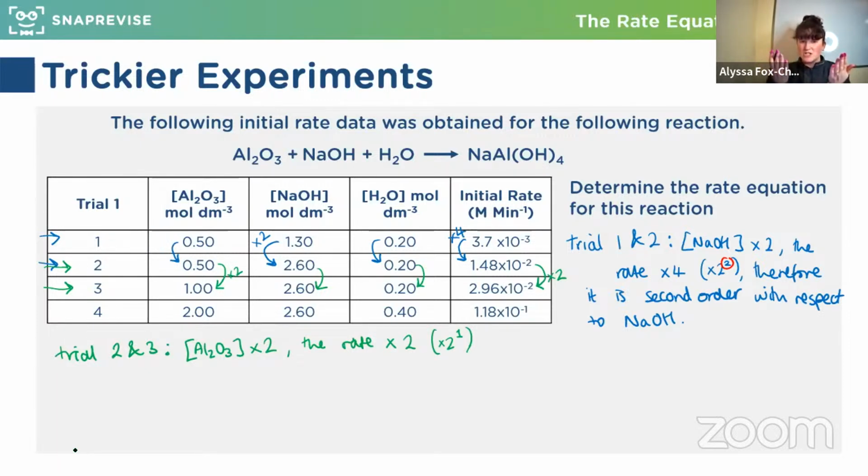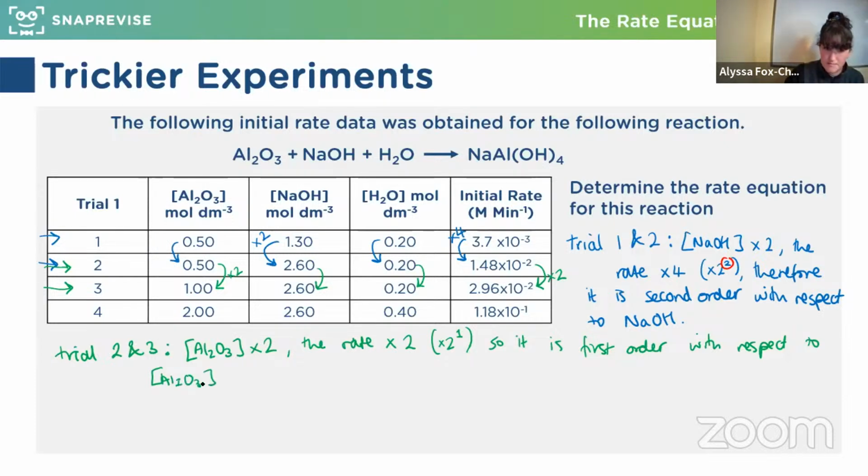Directly proportional relationship means it's first order. So it is first order with respect to our Al2O3. Nice.